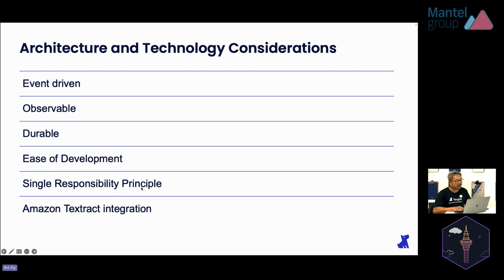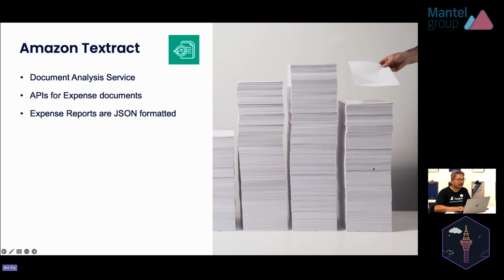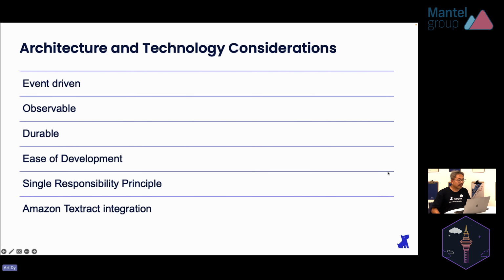Ease of development, so SRP: we wanted all the functions to be self-contained, loosely coupled. We want it to be durable, so it saves all the information. It is easily auditable, so if something wrong happened, we can easily find out what all the information coming in was, and then debug and troubleshoot from there.